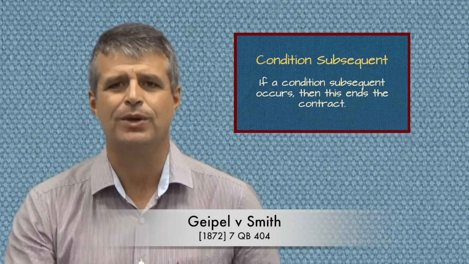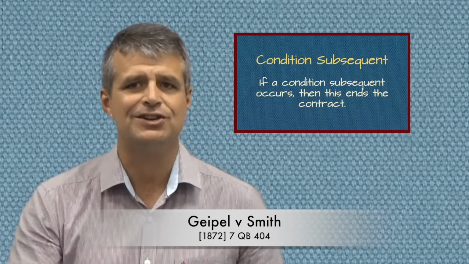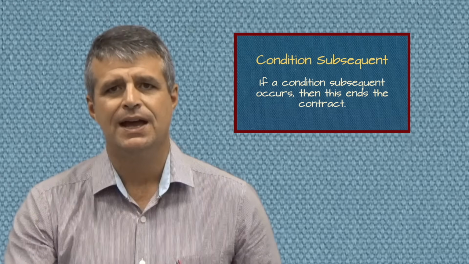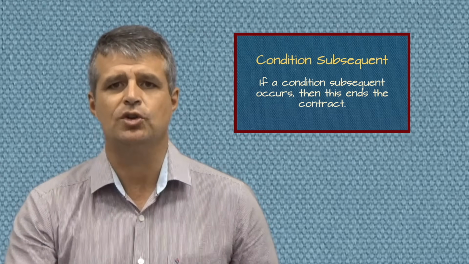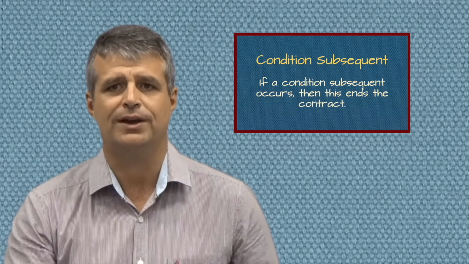A third way in which a contract can be discharged by agreement is called a condition subsequent. So we have a condition precedent and a condition subsequent. Now, if a condition subsequent occurs, then that will end the contract.